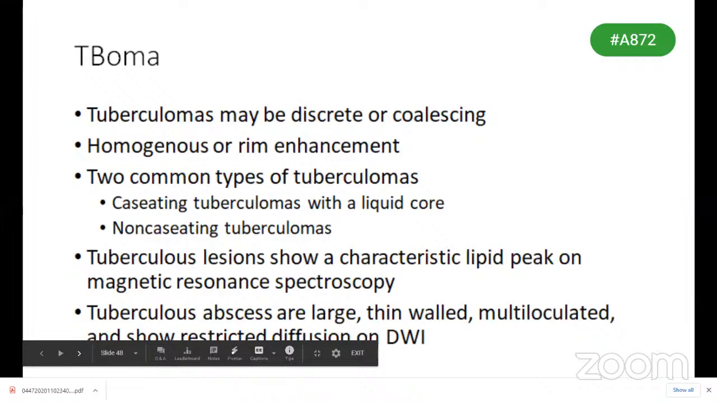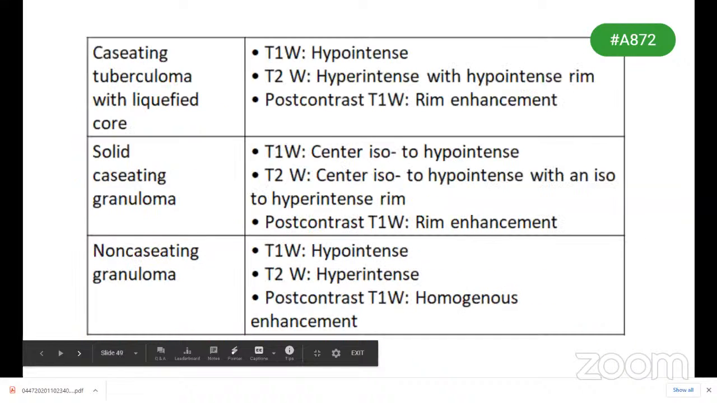So they typically would show lipid peak on MR spectroscopy. So lipid peak is a common finding. Tuberculous abscesses are large, thin-walled, multiloculated, and they show restricted diffusion on diffusion-weighted MRI. So in the caseating and non-caseating, there may be abnormalities. Caseating tuberculomas with liquid core, on T1 they are hypo, on T2 they will be hyper with a hypointense rim. So they are hyperintense with the rim which is hypointense, and there is of course a post-contrast rim enhancement.